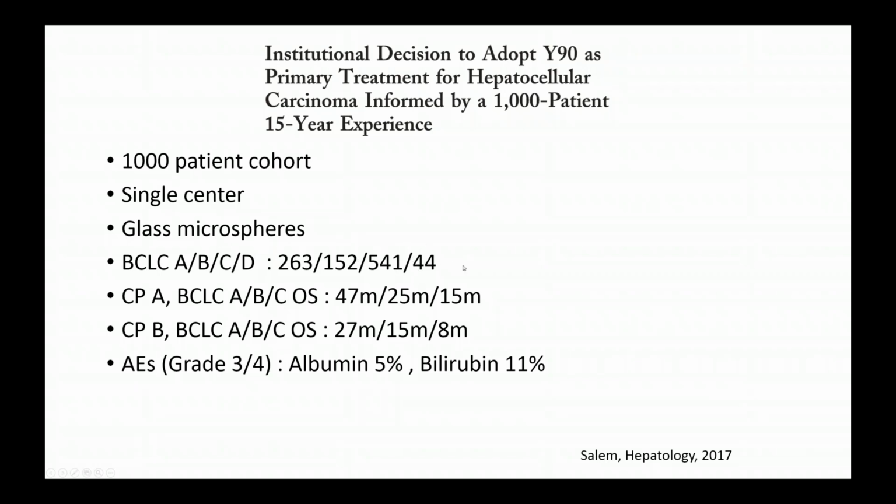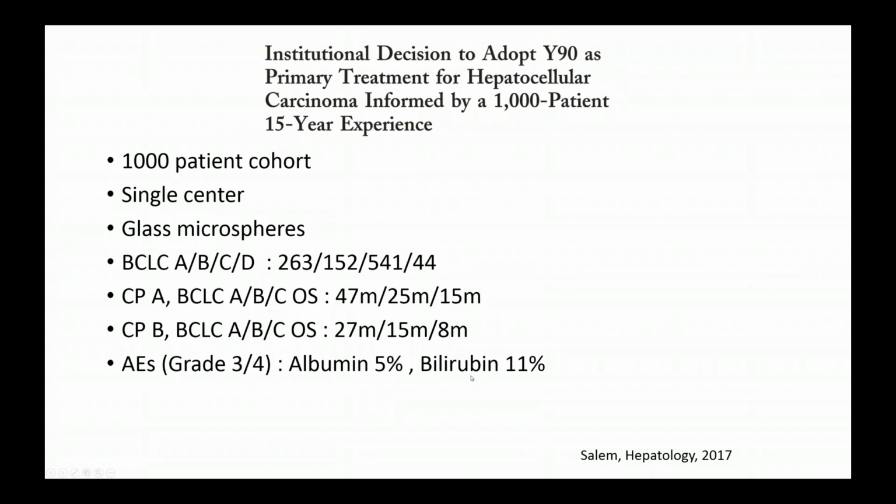We generally don't treat BCLC D patients in our population because they're usually toward the end of their life expectancy, and then divide them up between Child-Pugh A and Child-Pugh B. So it's very interesting. In a BCLC A patient, their median survival, if you're a Child-Pugh A with BCLC A, so solitary, is 47 months, which is actually very similar to resection in this very tight patient cohort.